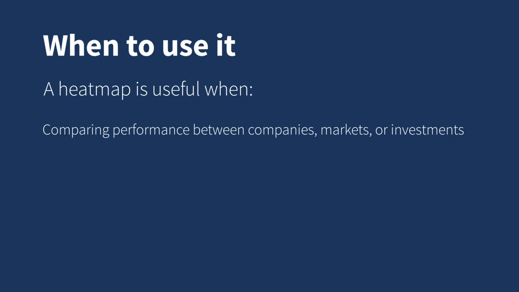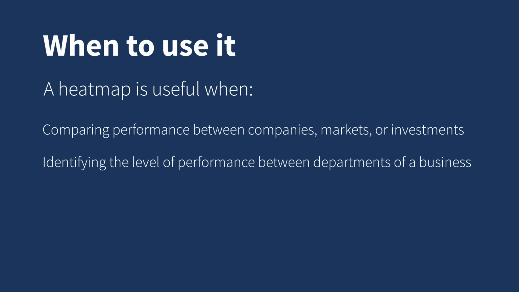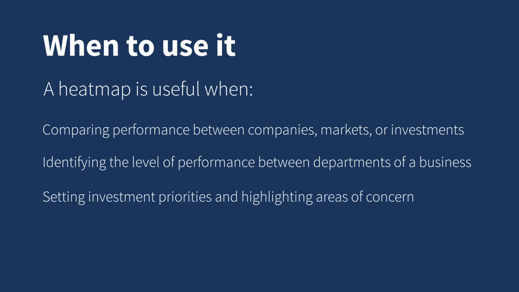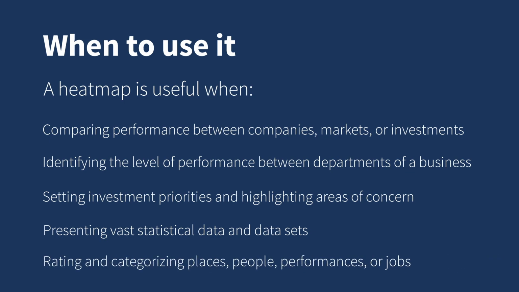A heat map is useful when comparing performance between companies, markets, or investments, identifying the level of performance between departments of a business, setting investment priorities and highlighting areas of concern, presenting vast statistical data and data sets, and rating and categorizing places, people, performances, or jobs.